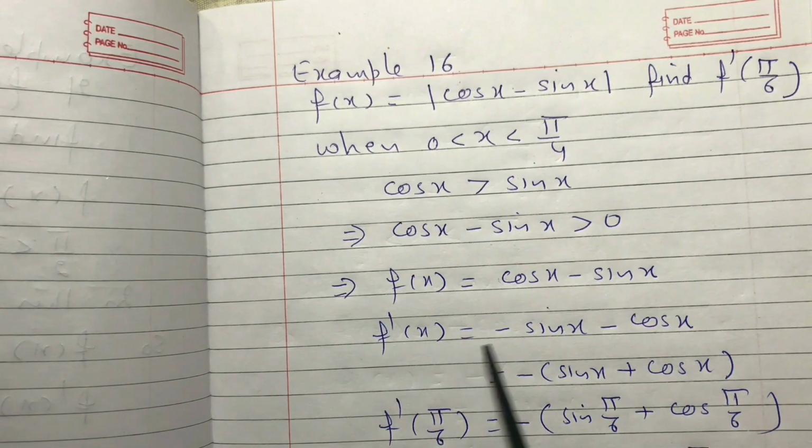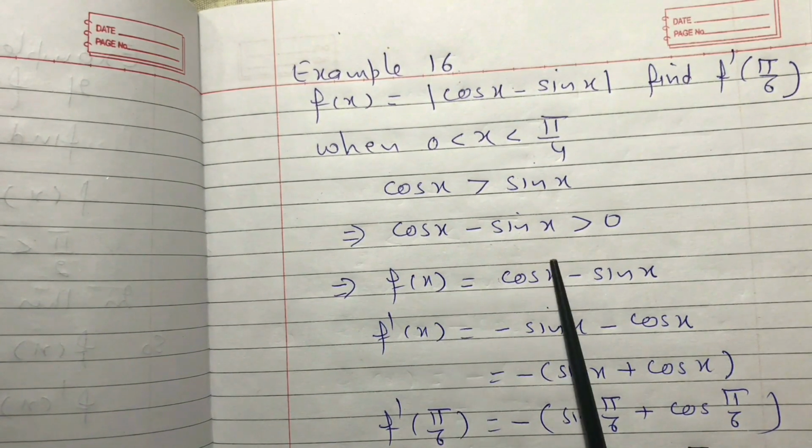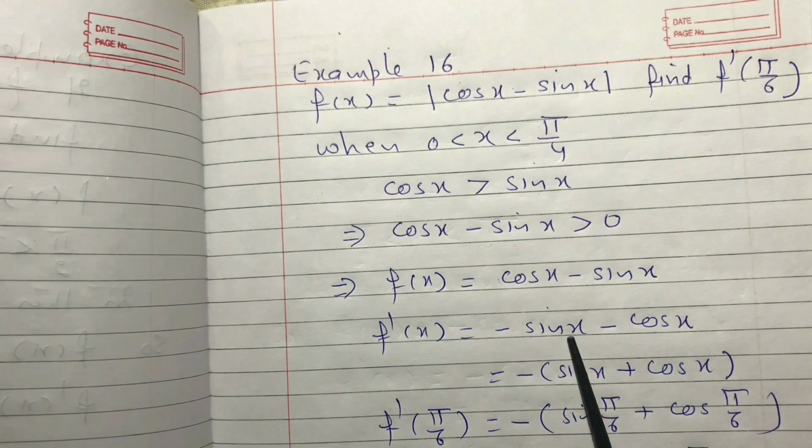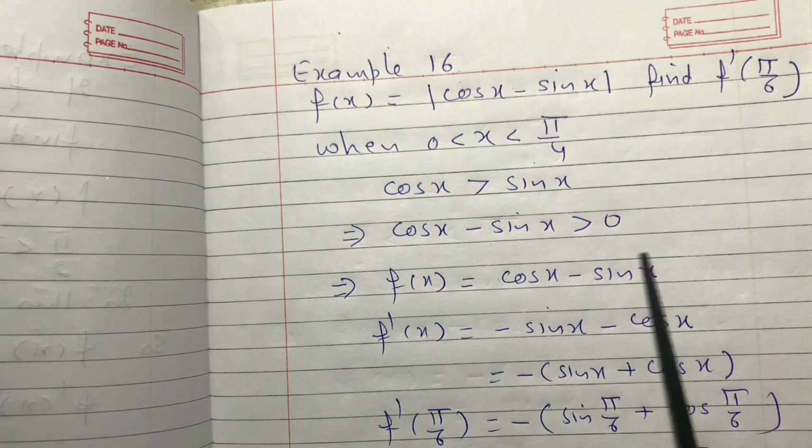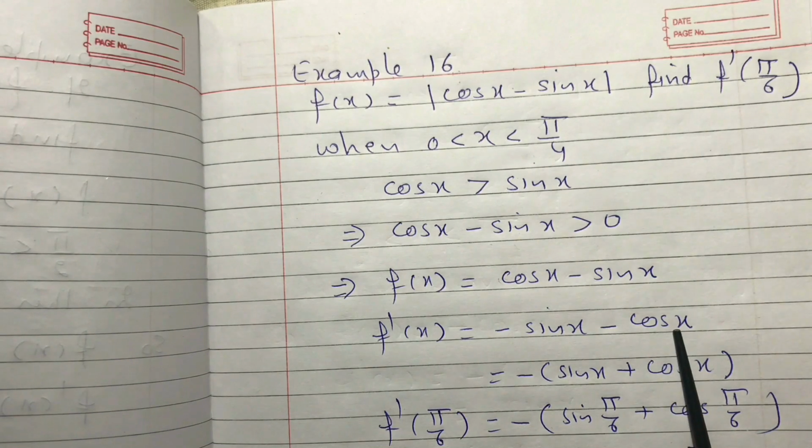So f dash x is equal to, if you take the derivative, that is minus sin x. The derivative of sin x is cos x, so you will have f dash x is equal to minus sin x minus cos x. Take minus common, you'll have sin x plus cos x in the bracket.